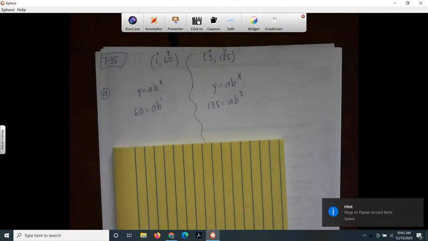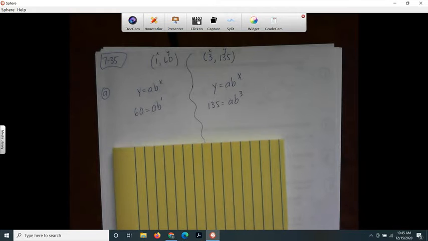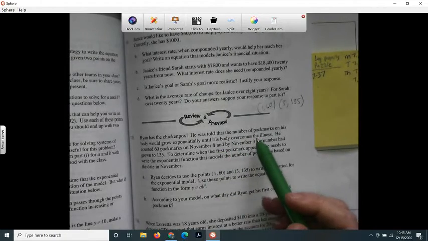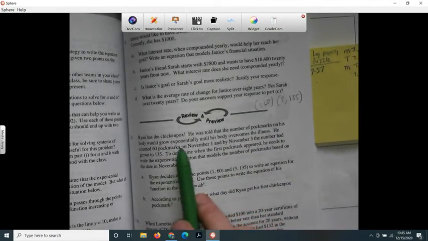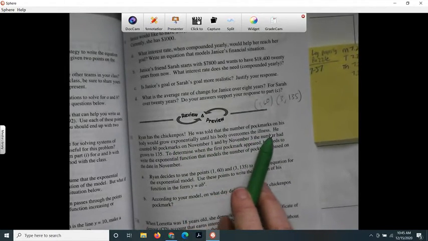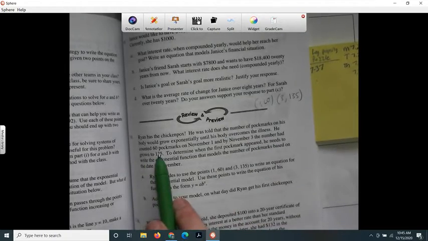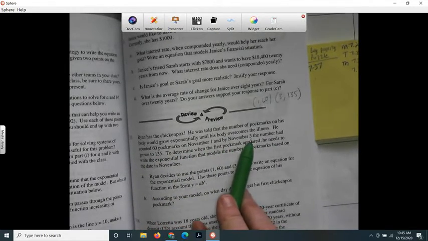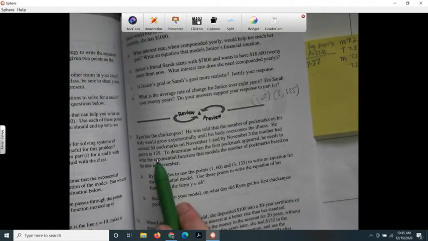Here's Integrated 3, problem 7-35. It says Ryan has the chicken pox. He was told that the number of pock marks on his body would grow exponentially until his body overcomes the illness. He counted 60 pock marks on November 1st, and by November 3rd, the number had grown to 135.